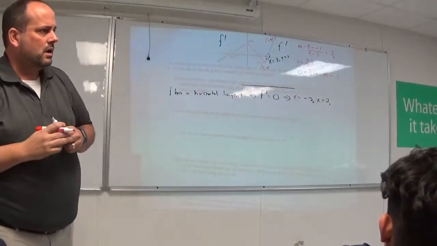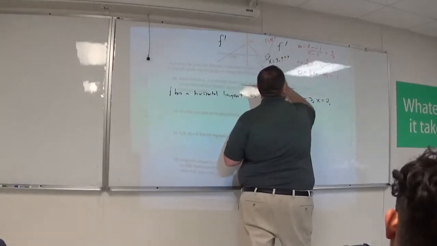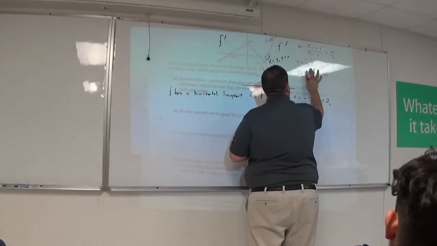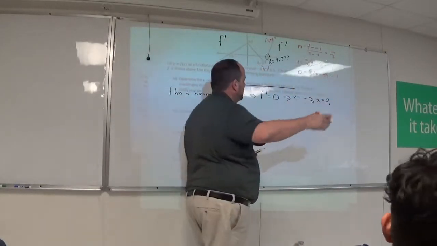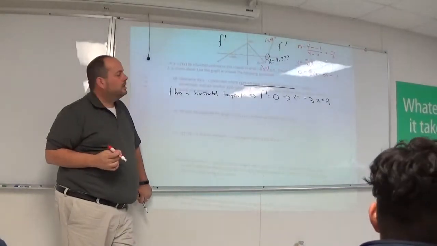Yes, sir? Isn't that 5 halves? Yeah, instead of 3. Oh, 4 minus negative 1. Oh, so awkward. 5 halves. Thanks for being smarter than I am. Everybody okay? Yes, sir. Okay.